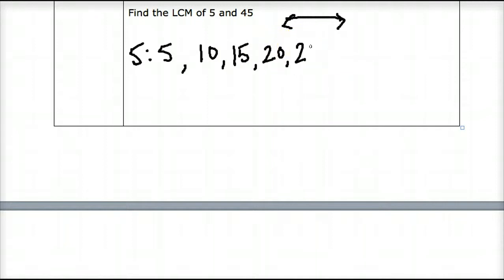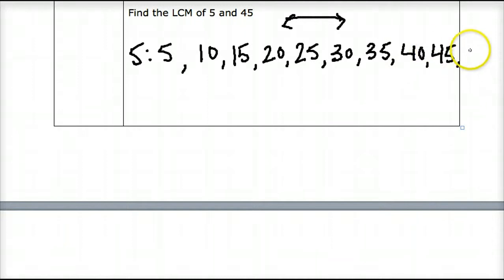We've got 25, 30, 35, 40, 45, 50. Let's stop there for now. So then we need to find the multiples of 45. In the same way, from left to right, we see that 45 times 1 would be 45.